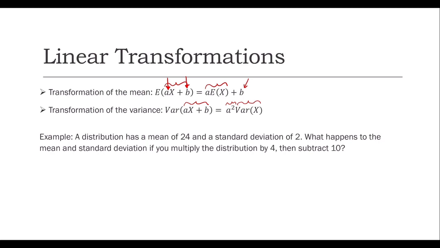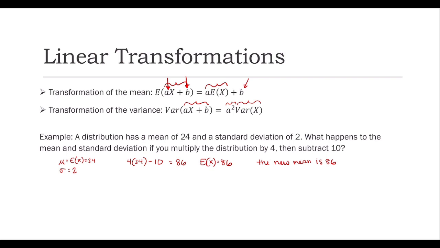So for example, a distribution has a mean of 24 and a standard deviation of 2. So mu equals our expected value of x, which is 24, and our standard deviation equals 2. What happens to the mean and standard deviation if you multiply the distribution by 4, then subtract 10? So for our mean, we would multiply it by 4 and then subtract 10. So 4 times 24 is 96, minus 10 is 86. So your new expected value is 86. So the new mean is 86.